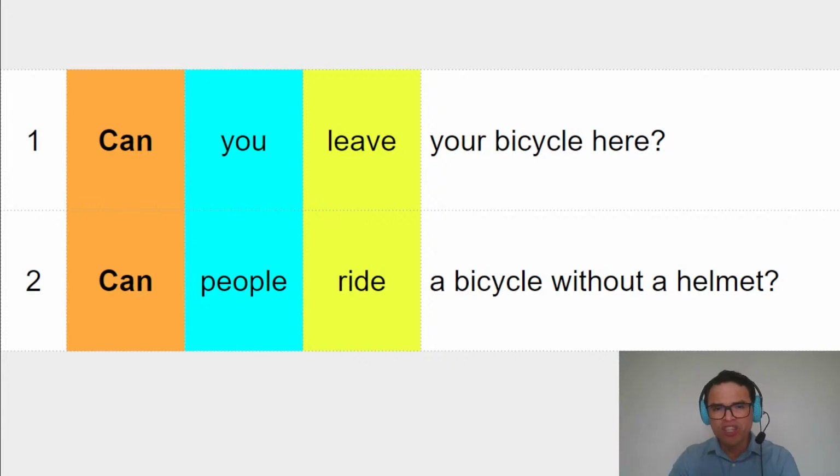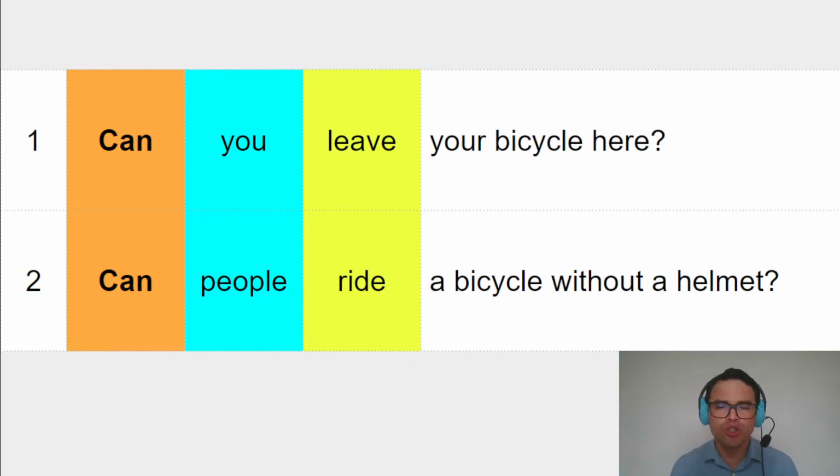Now, if you want to ask a yes no question, you start with a modal verb, can. Remember, it is always going to be can. It doesn't matter what the subject is. It can be you, he, she, it. Now, in light blue, the subject, you, people. In yellow, the verb in base form. Leave or ride. Question number one. Can you leave your bicycle here? Number two. Can people ride a bicycle without a helmet?